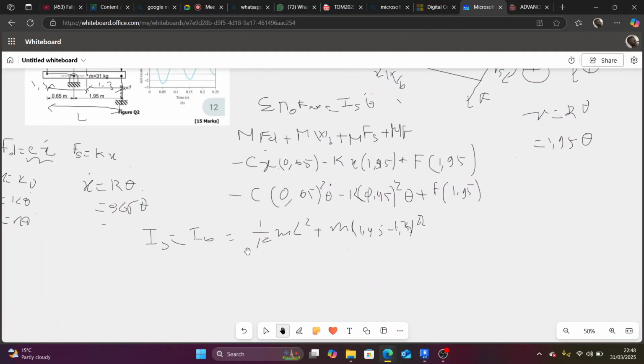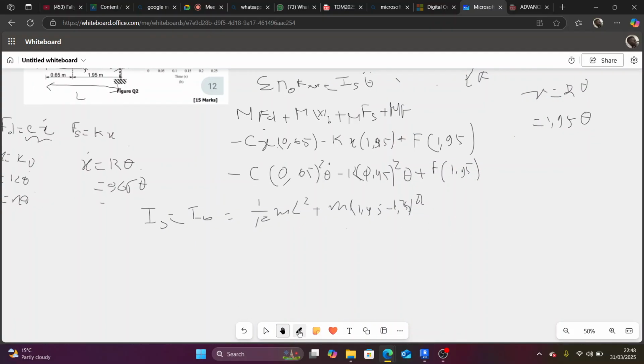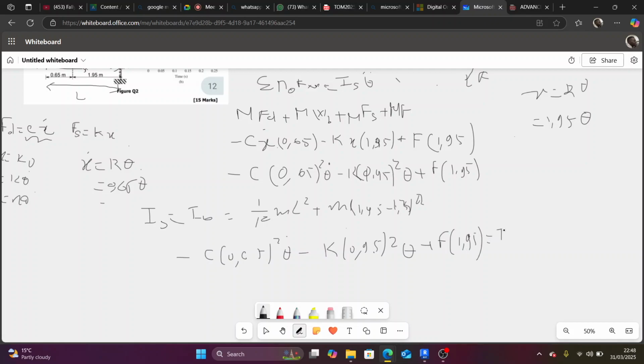I'm left with 15 minutes. Let me explain it quickly. So what do you do here? Remember, if you have an external force, your equation should be equal to the external force. So what we'll have here would be minus C 0.65 squared theta dot, minus K 0.95 squared theta, plus F of 1.95 to be equal to what? I multiplied by what? Theta double dot. That's what we said in the beginning. Do you see it?